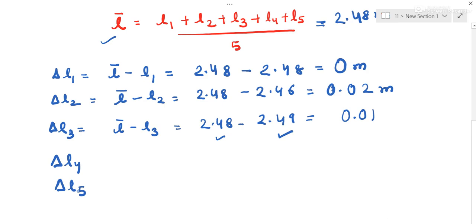You can report them positive. So these will come as, I'm just writing the values, you all can calculate on your own. It is 0.02 and the fifth value is again 0.